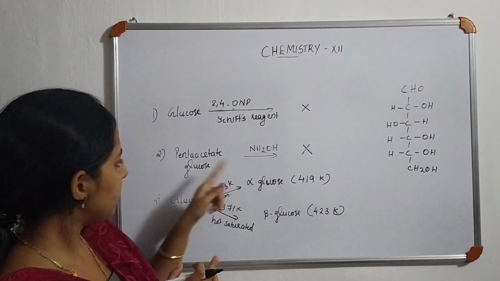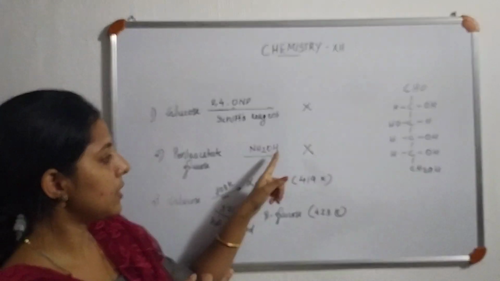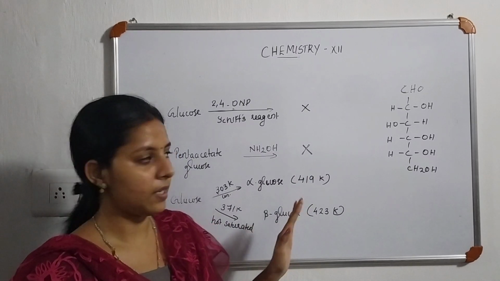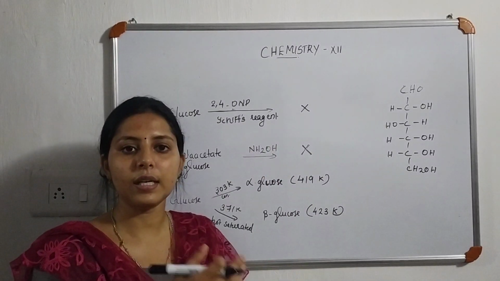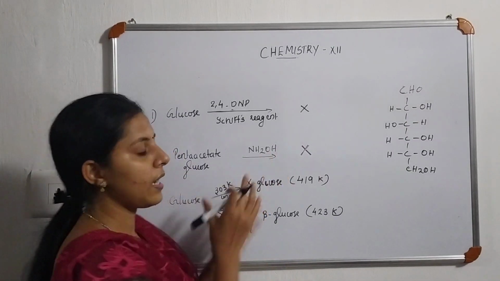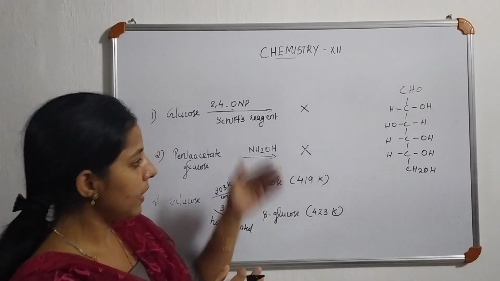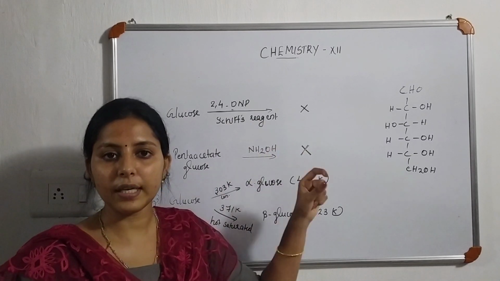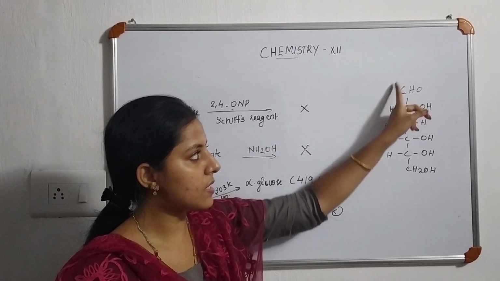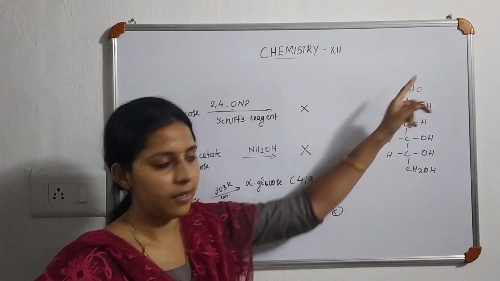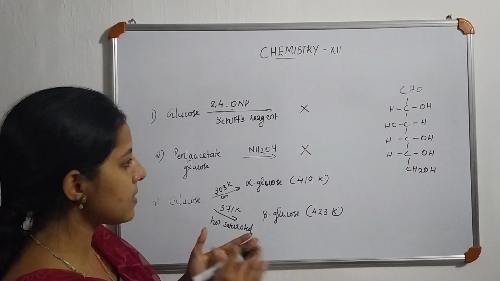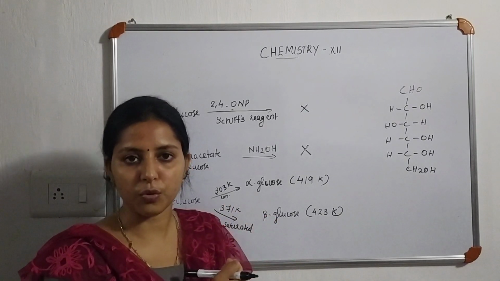Next, glucose pentacetate on treatment with hydroxylamine does not give oxime. There is no reaction. Actually, hydroxylamine can easily react with an aldehyde to form oxime, but here this reaction does not occur. In both cases, if an aldehyde were present, the reaction would be possible. According to the open chain structure there is a free aldehyde group, but these 2 reactions do not give products. That means there is no free aldehyde group in glucose.